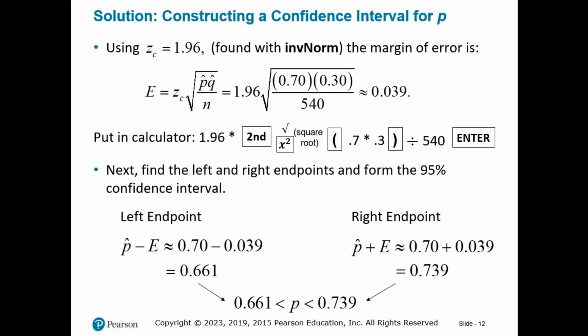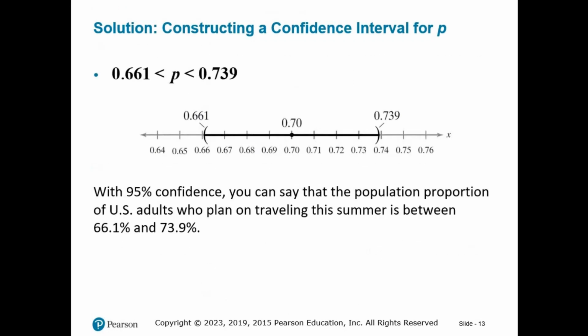So 0.7 minus 0.039 is 0.661, and then we add it to p hat, or 0.7 plus 0.039 gives us 0.739. So we have an interval of 0.661 to 0.739. And the way we can word our conclusion is, with 95% confidence, you can say that the population proportion of U.S. adults who plan on traveling this summer is between 66.1% and 73.9%.